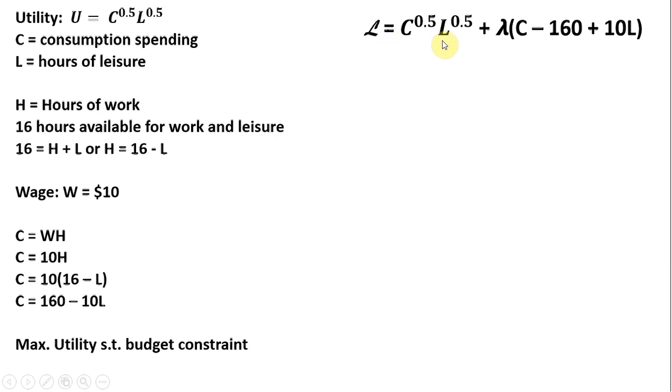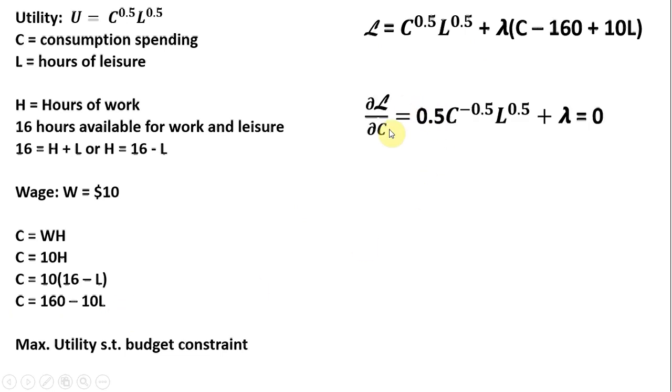We're going to set up our Lagrangian here. Our utility function, our objective function is here, and we're going to maximize our objective function subject to the constraint. Now, what I have in parentheses here, how did I get that? So we have this consumption constraint over here, this budget constraint. I'm just moving everything from the right-hand side over to the left-hand side, so subtracting 160 from both sides. And then I also have to add 10L to both sides, so that's why we have a minus 10L.